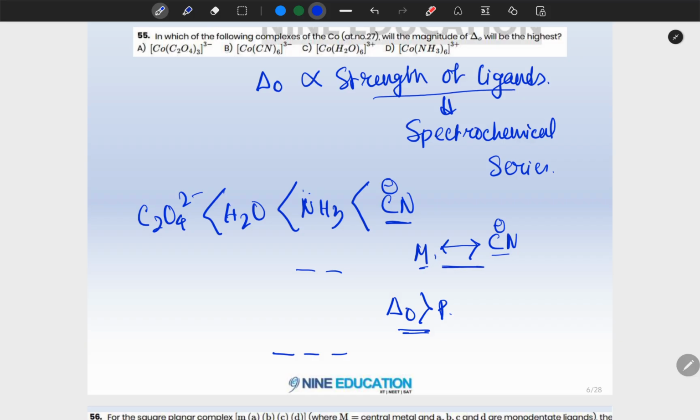So that's why in option B, cobalt 3 plus is interacting with the cyanide ligand over here. This interaction is very, very strong, right? So because of that, the extent of the splitting will be the highest in option B.